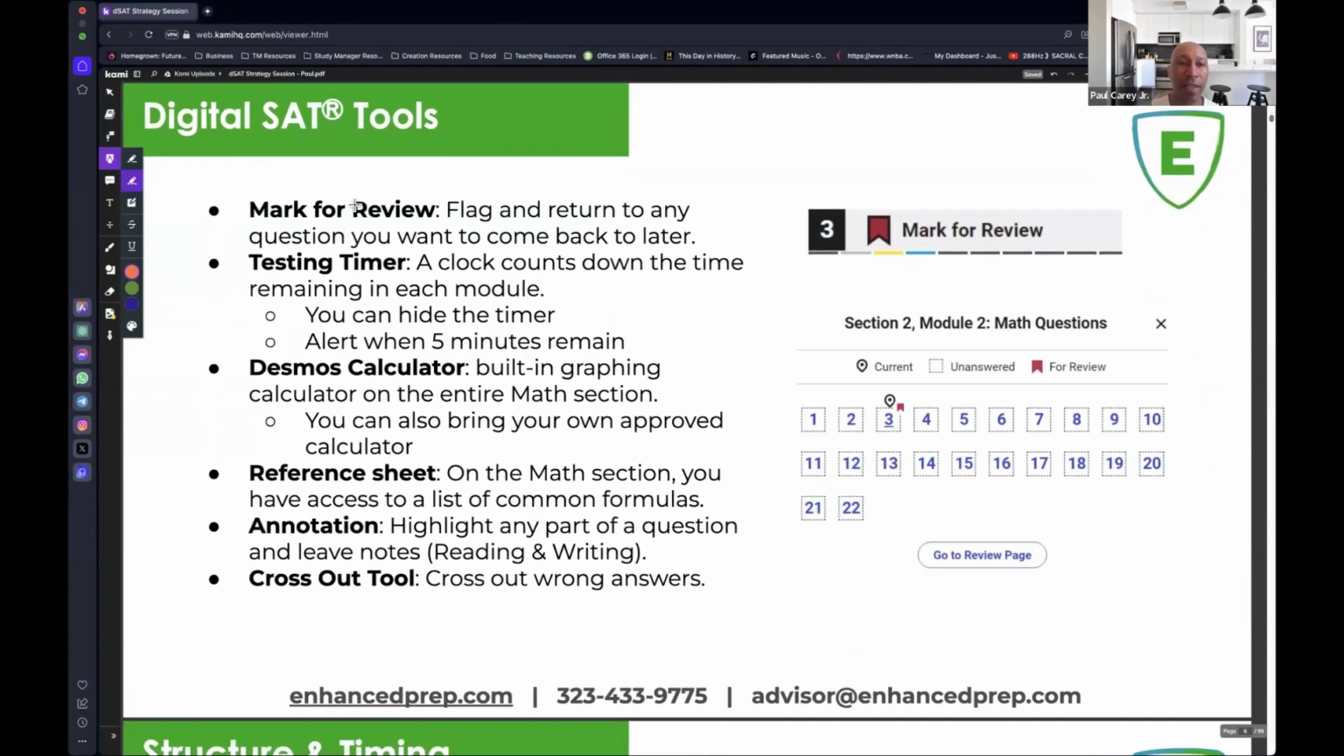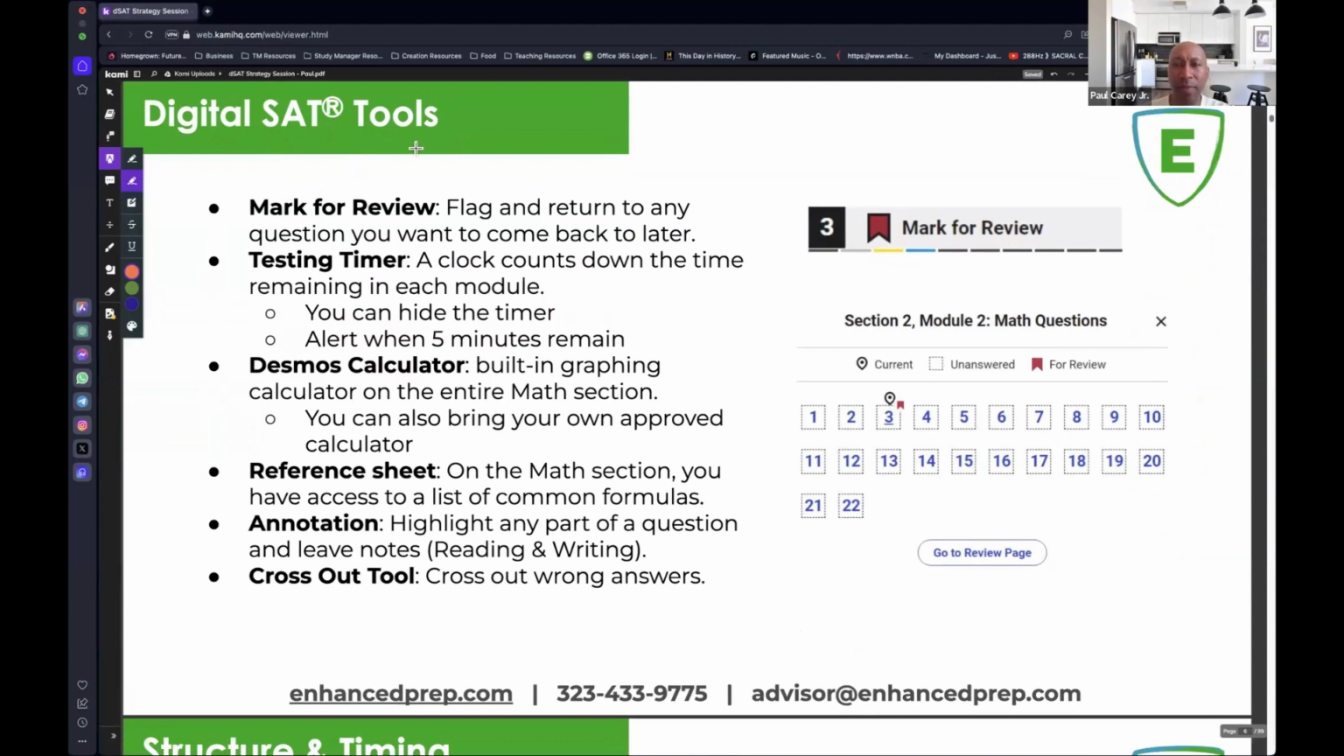Okay. The next thing is talking about some tools and strategies. One of the things that the SAT has is this mark for review button. As you can see over here, you have your mark for review. So when you're going through your questions, you can always mark them if you want to come back to those questions, like question 3 right here. The next thing is that there's going to be a testing timer. A clock counts down the time remaining for each of the modules. You can hide the timer if you want to, and there's also going to be a 5-minute alert. Okay, so just one of those things to keep in mind.